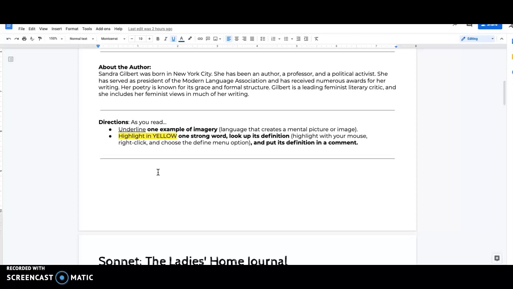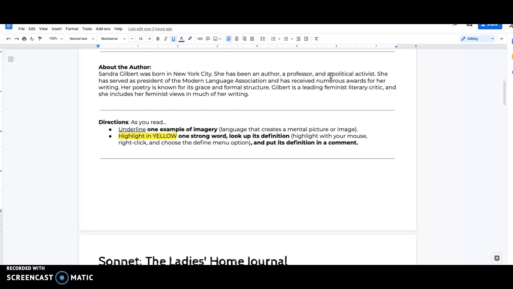Okay, now we're looking at the author of the poem that we are looking at today. Her name is Sandra Gilbert. She is obviously much more contemporary than Shakespeare. She is still living today. She was born in New York City. She has been an author, a professor, and a political activist. She has served as president of the Modern Language Association, which is a writing group, and received a bunch of awards for writing. Her poetry is known for its grace and formal structure. So instead of writing in free verse, she chooses to write things like sonnets. Gilbert is a leading feminist literary critic, and she includes her feminist views in much of her writing.